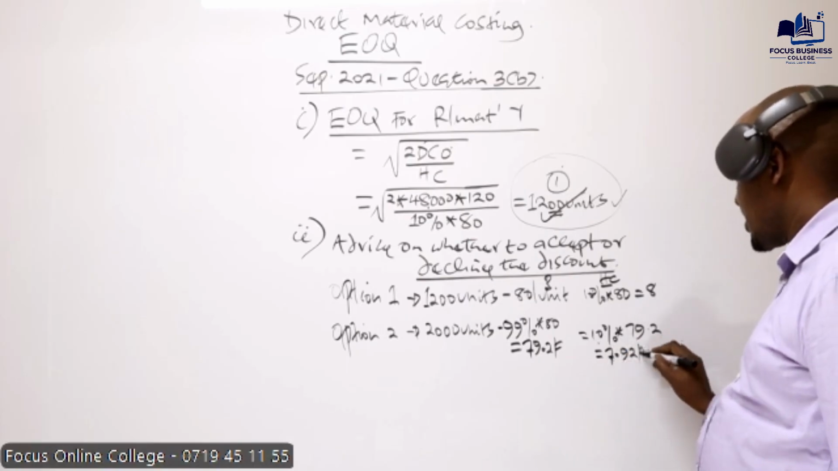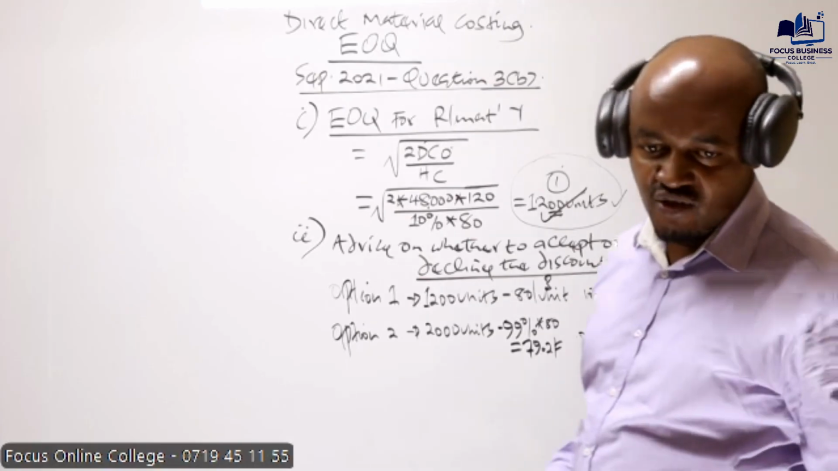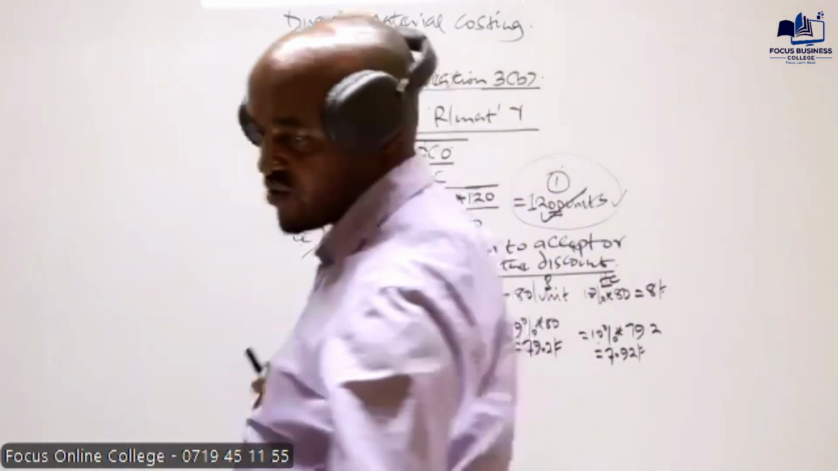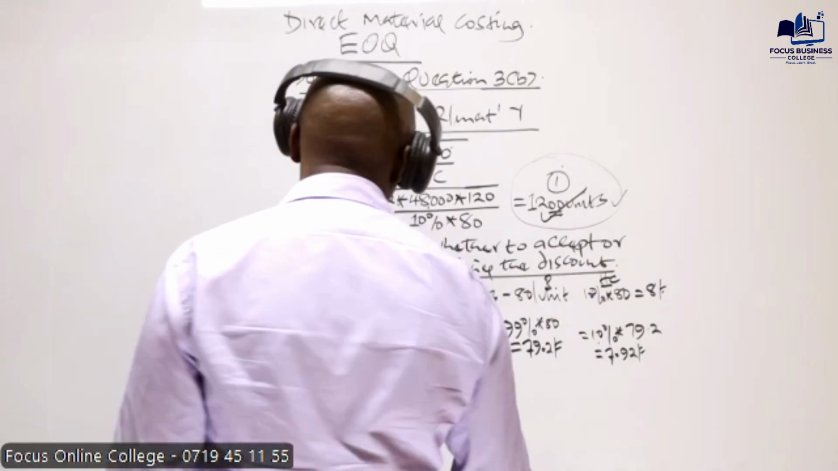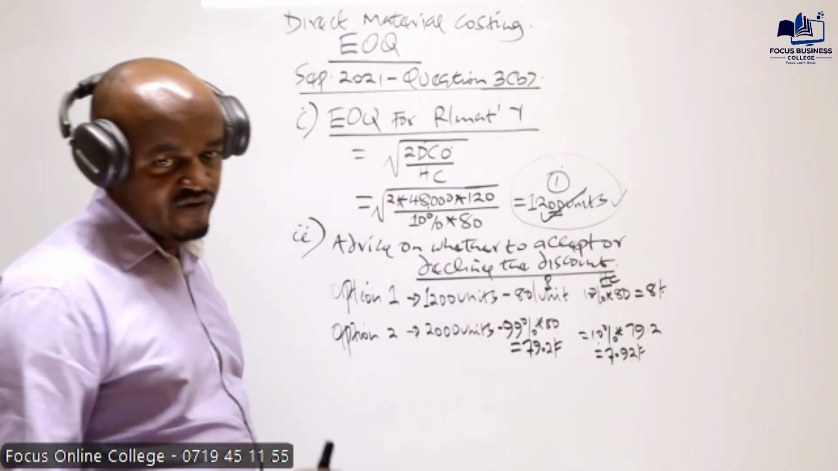That gives us 7.92. Now, just like the other question, we need to evaluate those two options. How do we evaluate those two options? We need to compute the total cost of each option.